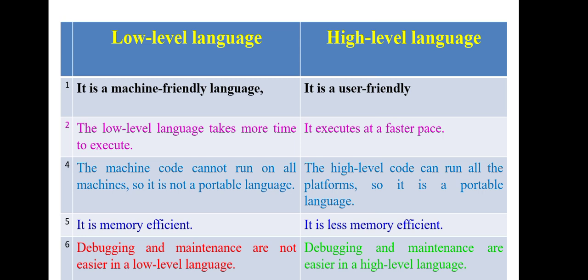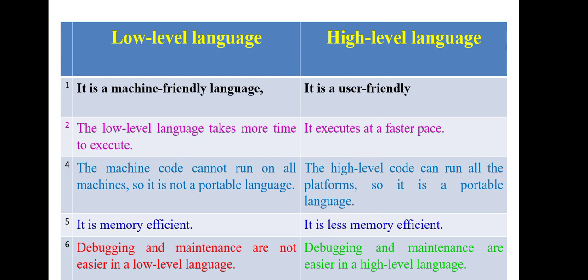If you write a program in a high level language, it can be compiled to generate its machine code form for other devices. So high level languages are portable. What is the advantage of the low level language? It is memory efficient, and high level languages are less memory efficient.